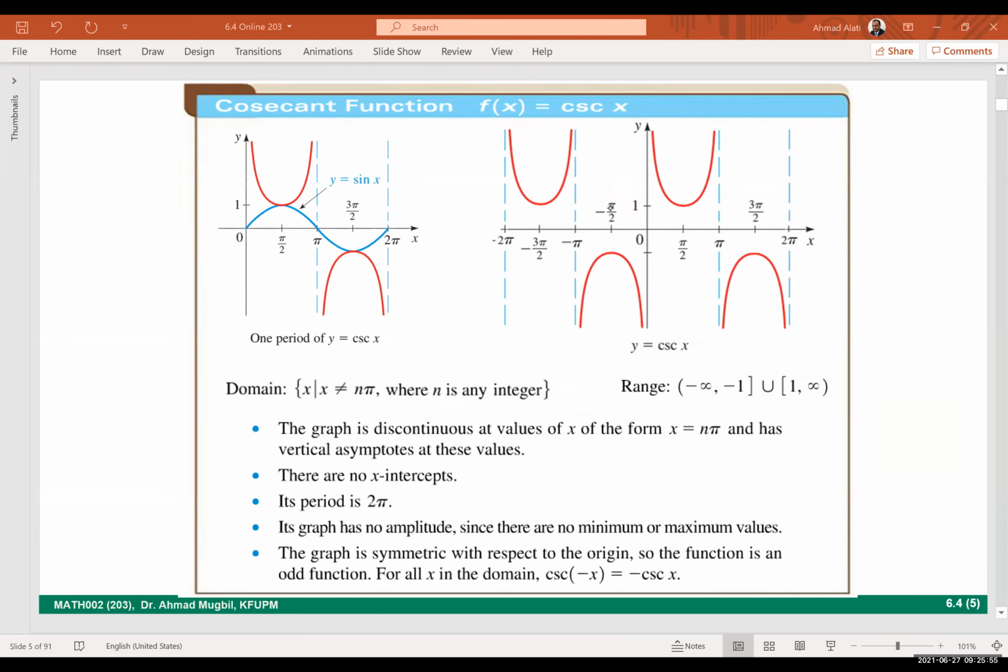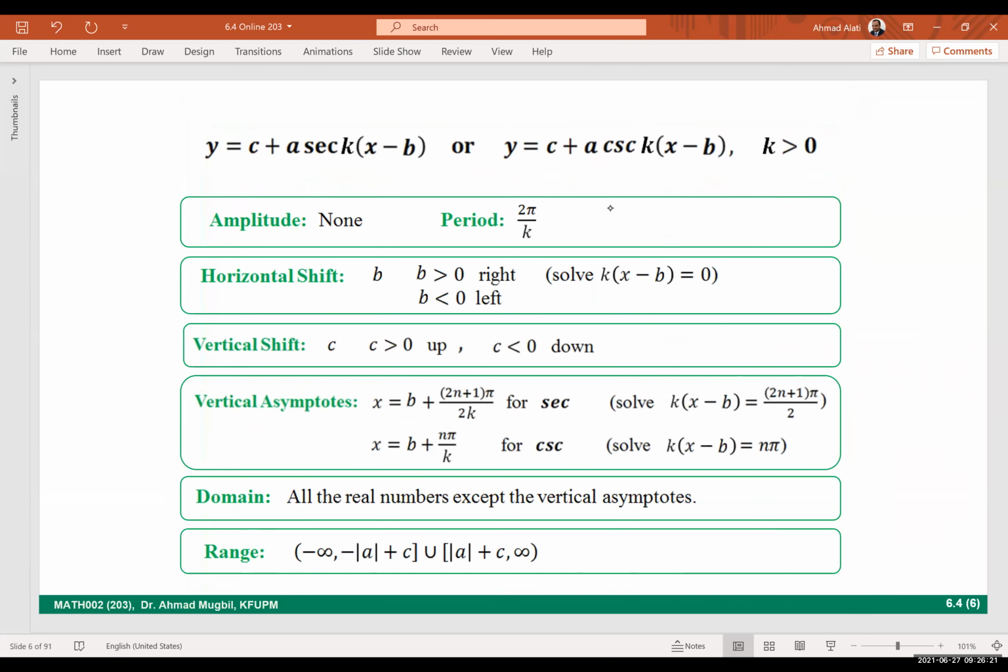And this is what you have. Notice that the vertical asymptotes here are the zeros of sine, because cosecant is 1 over sine. The same range, of course, and also it is odd. What else we need to know, guys, and it is indeed the most important part, is how to find the vertical asymptotes in general.